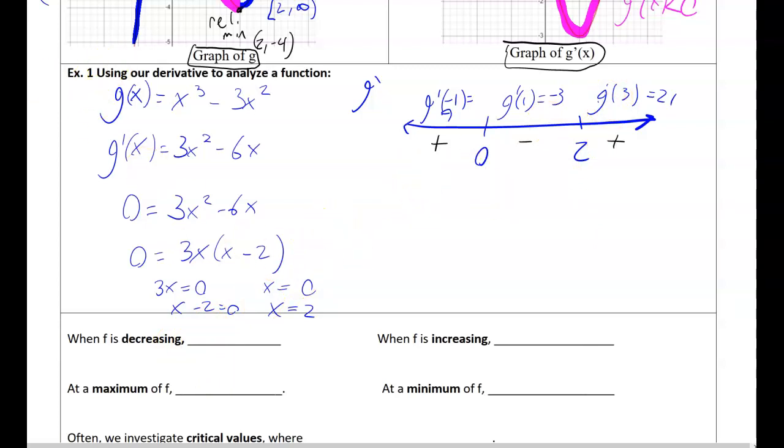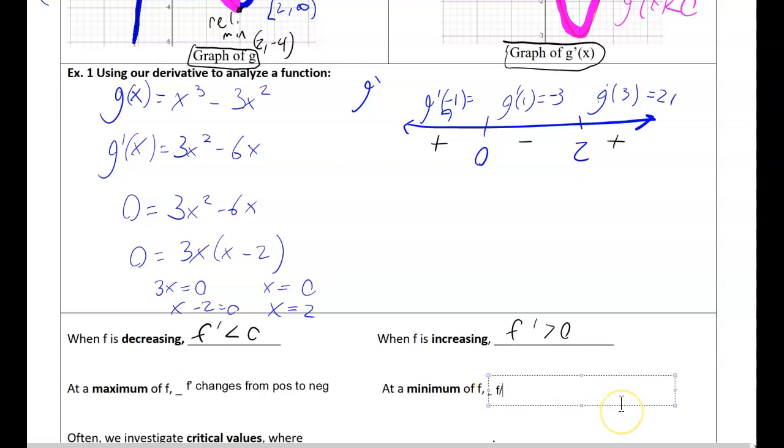So when f is decreasing, we would say f prime is negative. When f is increasing, we say f prime is positive. At a maximum, f prime changes. Let's see, at a maximum we're going from increasing to decreasing, so it changes from positive to negative. And at a minimum, f prime changes from negative to positive because we're going from decreasing to increasing at a minimum. So notice, we could make several conclusions based on a sign chart.